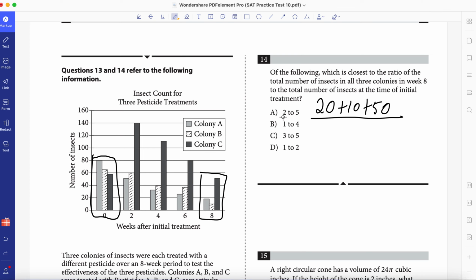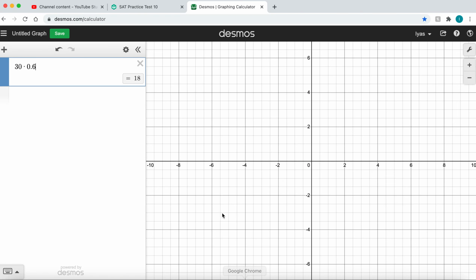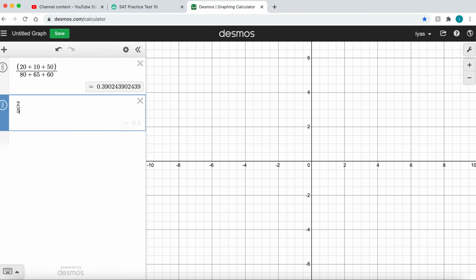And then in week 0, we have 80. So this is a clear 80. We have, we can say, plus 65, and then we also have plus 60. Or if anything, we can just say 60 and 60. But we should be pretty close anyway. So we have 20 plus 10 plus 50 over 80 plus 60 plus 60, which is exactly 2/5. If we did put 65, it would be 0.39, which is essentially just 2/5. So if we could have estimated 65, we could have estimated 60. Either way, the answer is clear. It is 2/5.